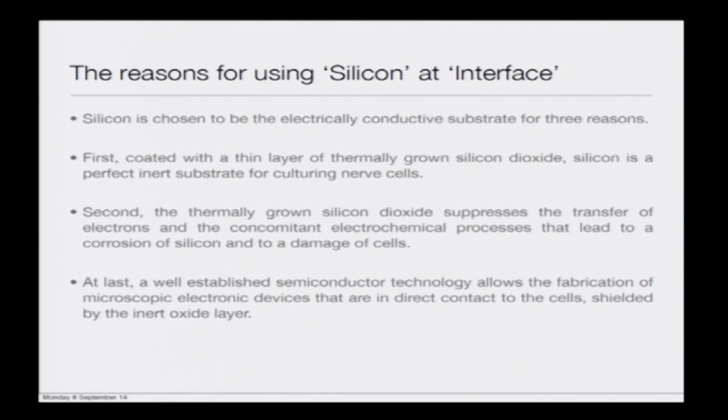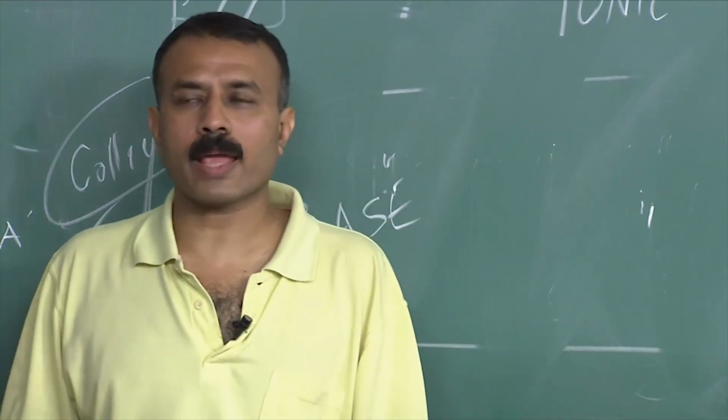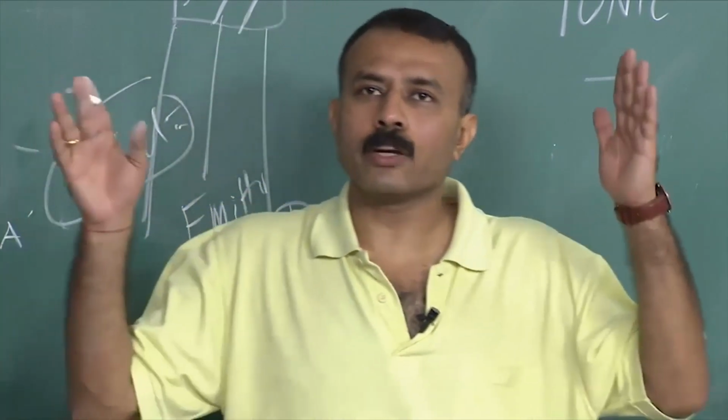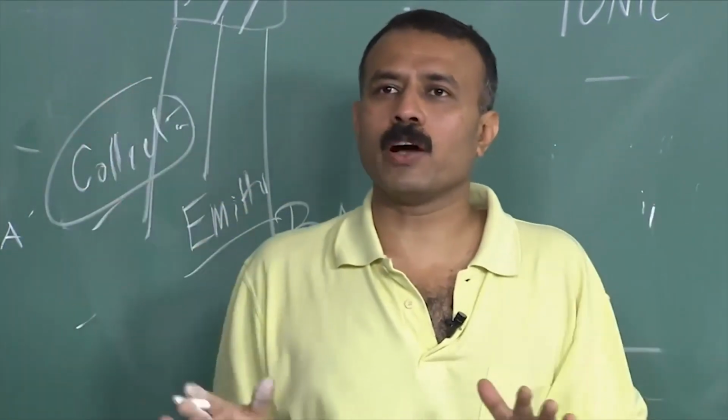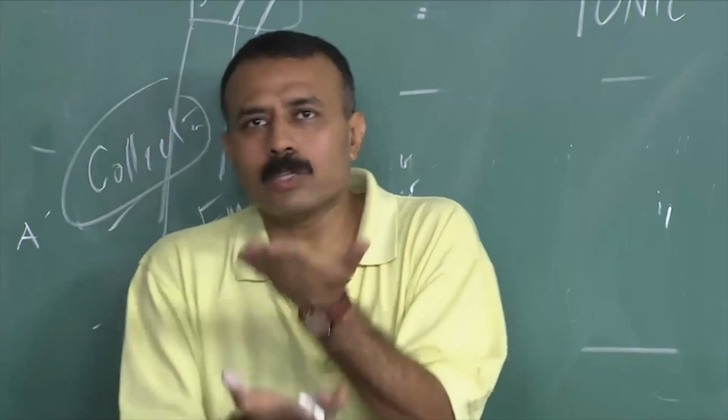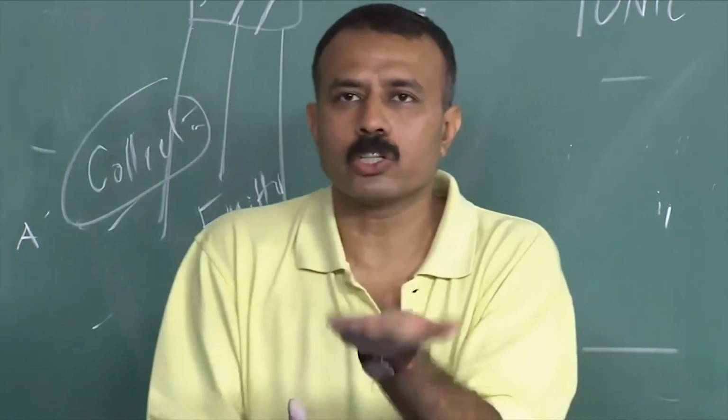which could suppress the transfer of electrons and the concomitant electrochemical processes that lead to corrosion of silicon and damage to the cells. So, you have to realize this is a very tricky thing. As a matter of fact, for any kind of device you make, you have to ensure that the device is not corroding because of the continuous presence of electrolyte on top of it.